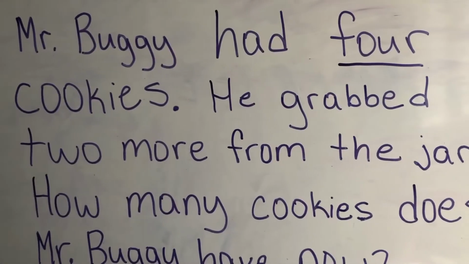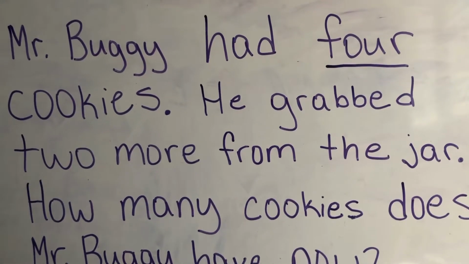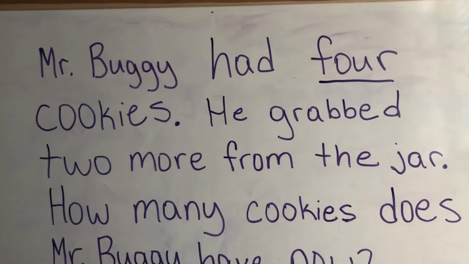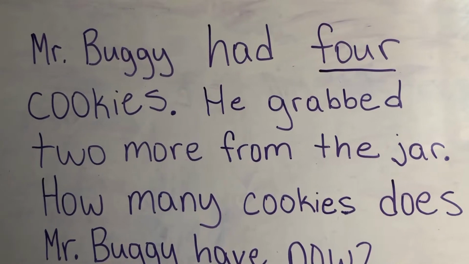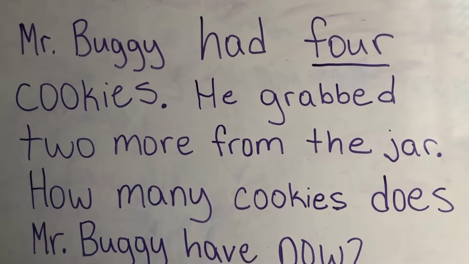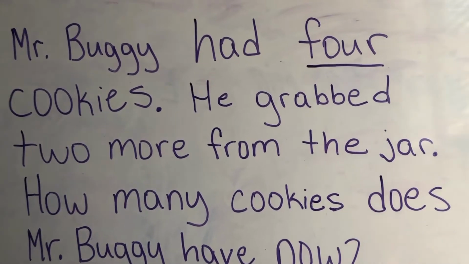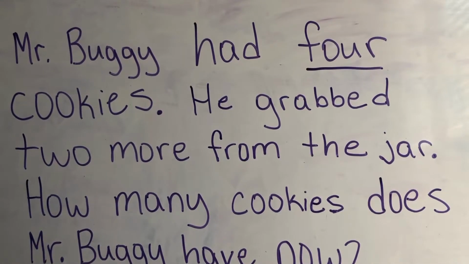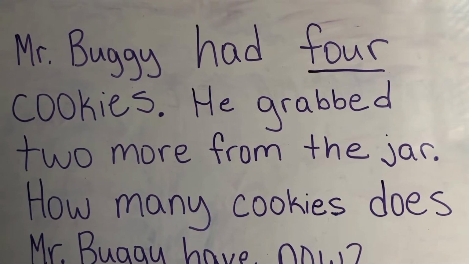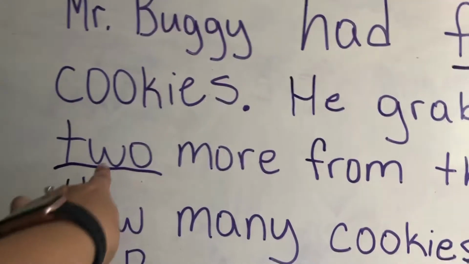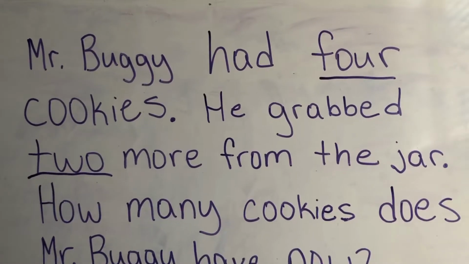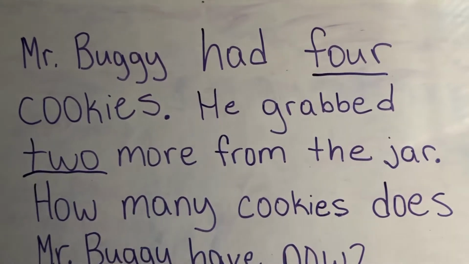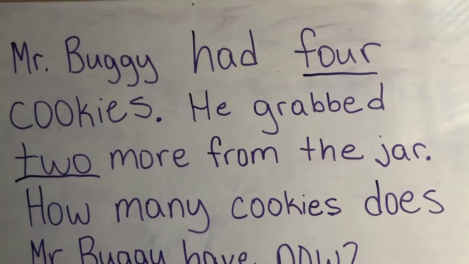He grabbed 2 more from the jar. So our next sentence is basically saying that Mr. Buggy grabbed 2 more cookies from the jar. Mr. Buggy loves cookies. So let's go ahead and underline 2. So I have 2 underlined over here for 2 more from the jar. So he grabbed 2 more cookies from the jar.